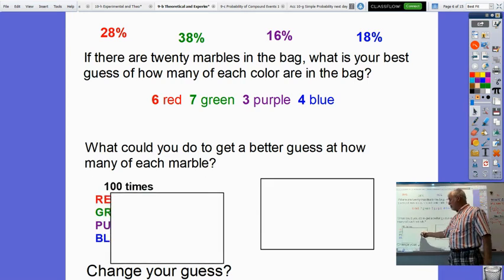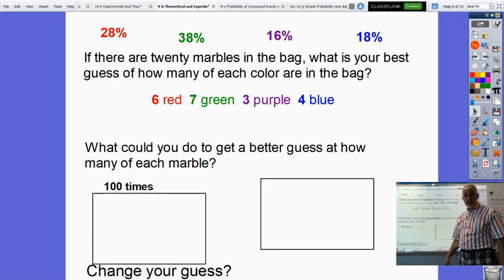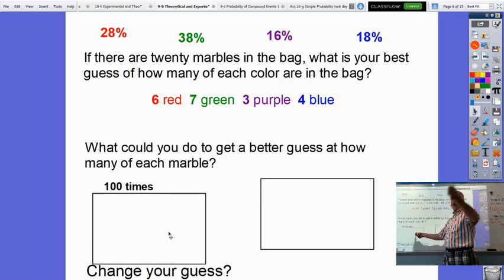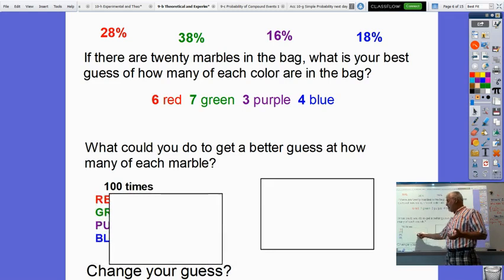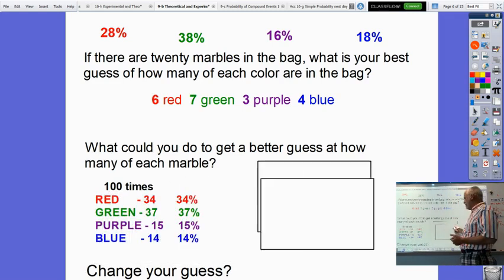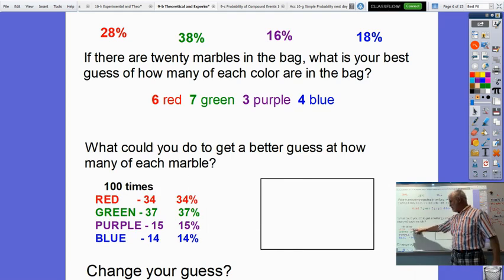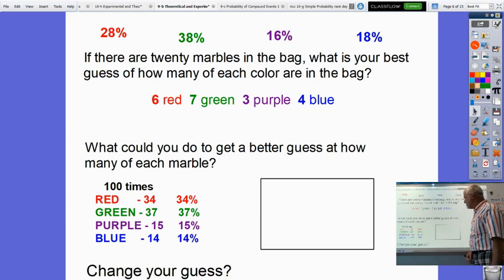Well, yeah, you do a bunch more trials. Say you picked a marble out again 100 times. You pick 100 marbles out, you get these results. Very easy to do the percents, right? 34, 37, 15, and 14%. You get these results. Again, still experimental probability.